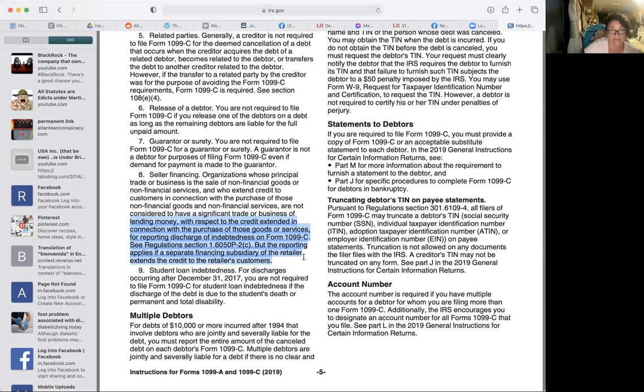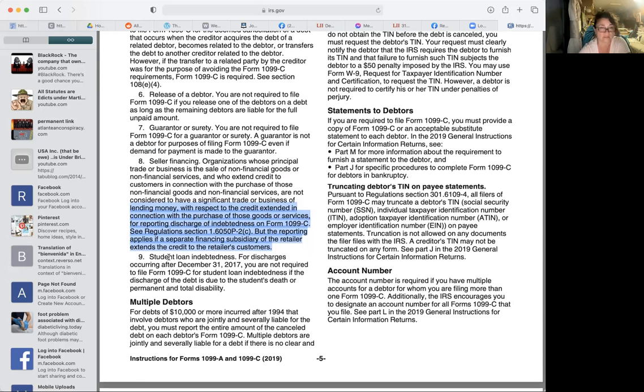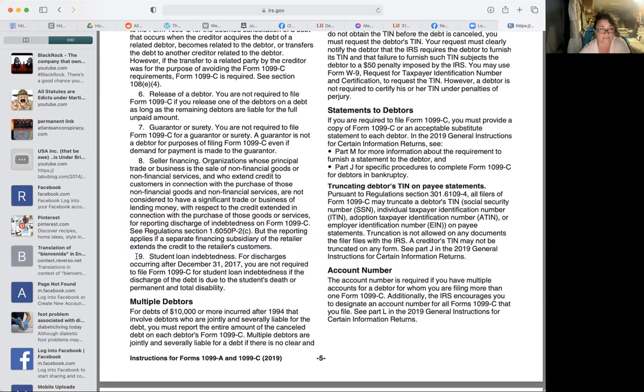So that last part says, but the reporting applies if a separate financing subsidiary of the retailer extends the credit to the retailer's customers. Interesting. I don't know. Here's 9, student loan indebtedness.